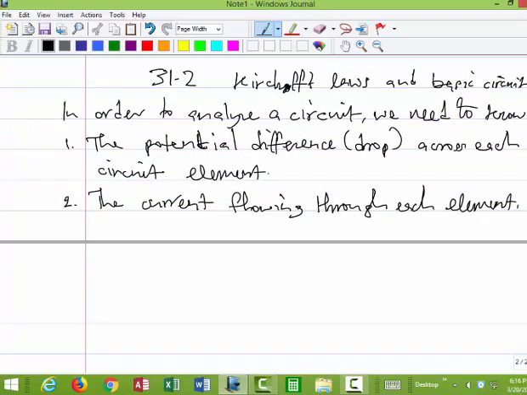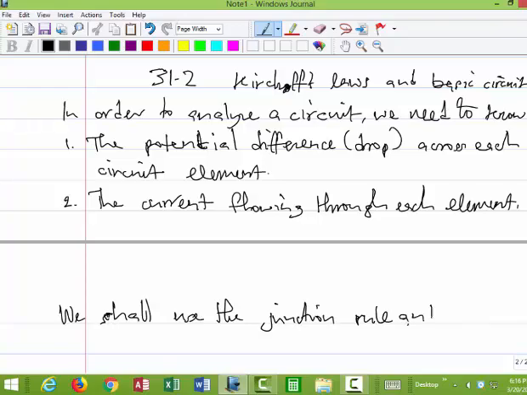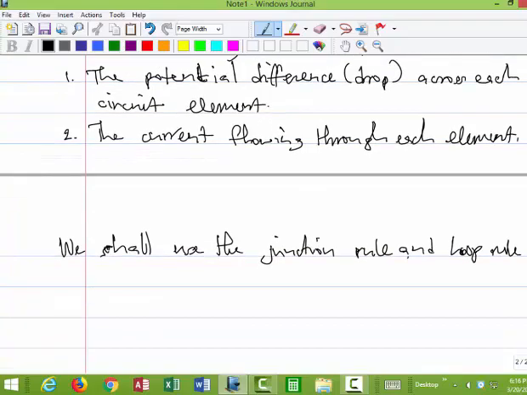So to know those things, we need to use the junction rule and the loop rule. So we can say we shall use the junction rule and loop rule to analyze a circuit. Okay.